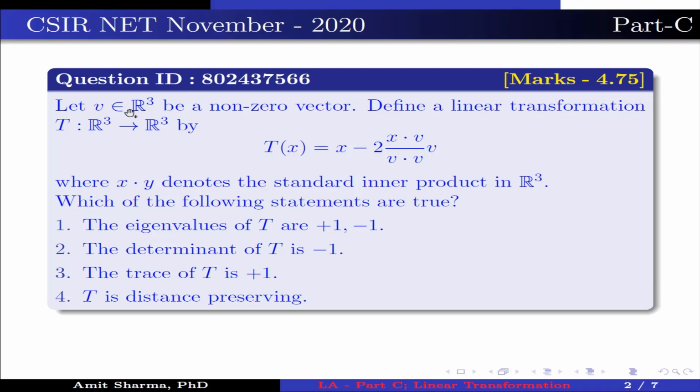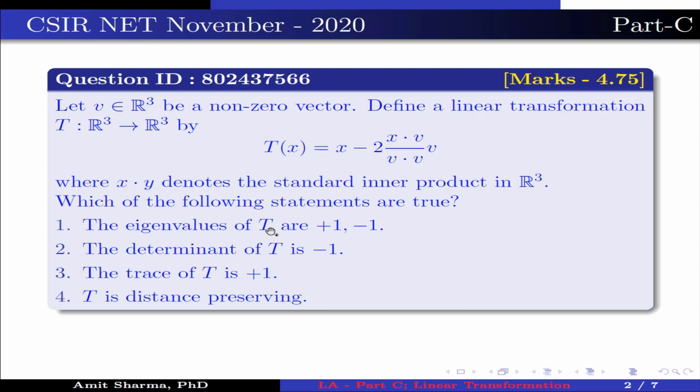Question is, let v belonging to R cube be a non-zero vector. Define a linear transformation T from R cube to R cube by T of x is equal to x minus 2 into (x dot v divided by v dot v) into v, where x dot y denotes the standard inner product in R cube. Which of the following statements are true?